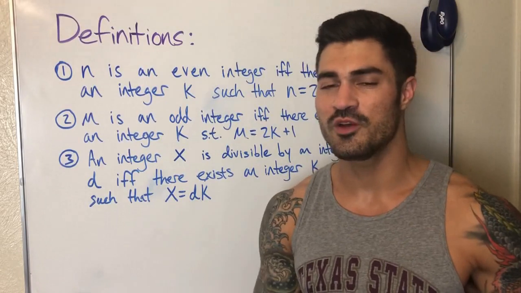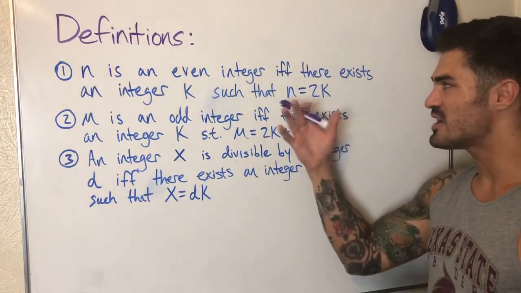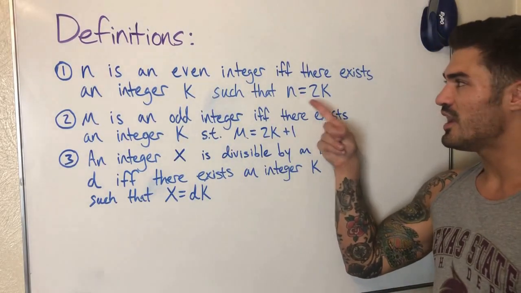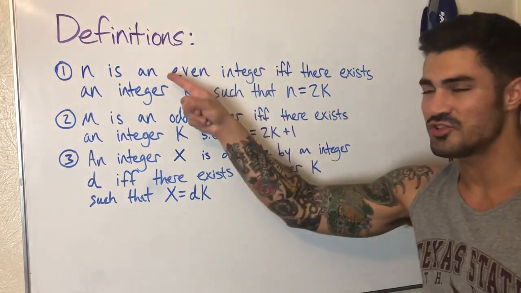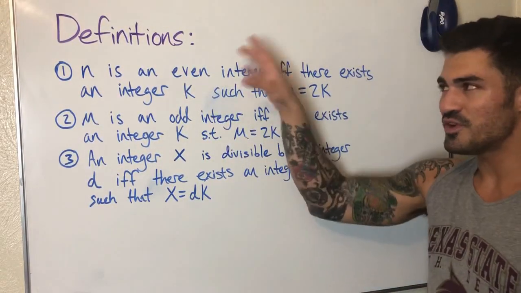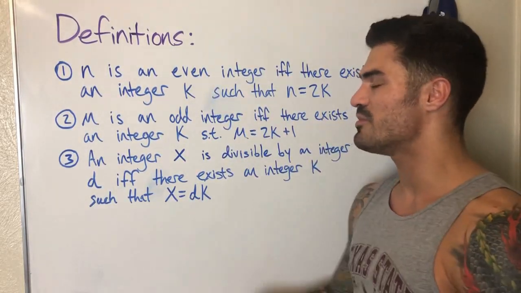But what's also true if a number is divisible by 2 is that you can factor out a 2. And that's exactly what we're saying here: if an integer is even, then you can factor out a 2. And if you can factor out a 2, then the integer is even. That's what the if and only if means. They imply each other, all right? So hopefully definition 1 makes sense. You can factor out a 2 from any even number.